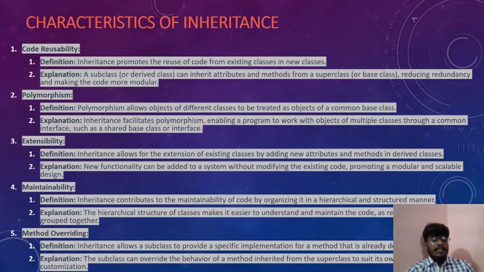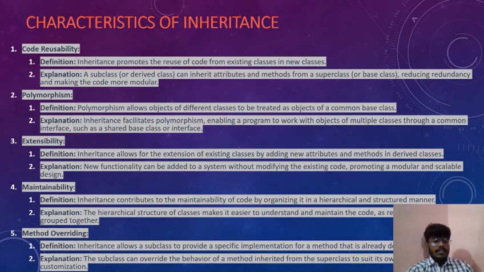The next, extensibility. Definition: inheritance allows for the extension of existing classes by adding new attributes and methods in derived classes. Explanation: new functionality can be added to a system without modifying the existing code, promoting a modular and scalable design.